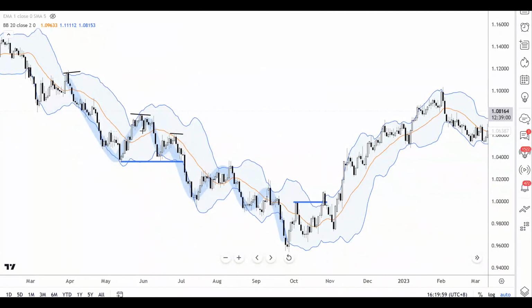So the point is that when prices are in a downtrend, it hardly pulls back into the upper band. And once this bearish structure is established, when price comes into the upper bands on the higher time frame, this can be a useful signal.